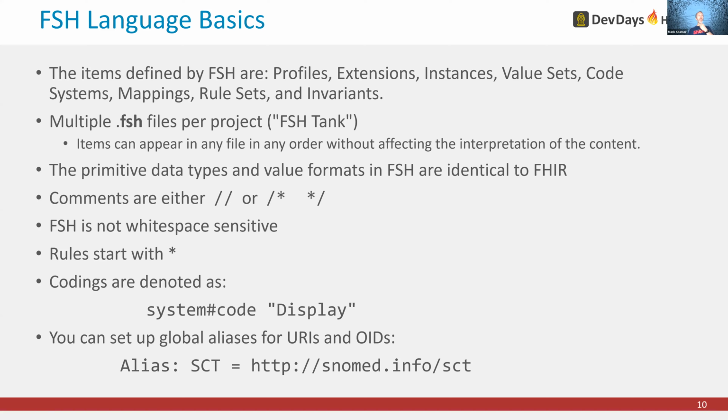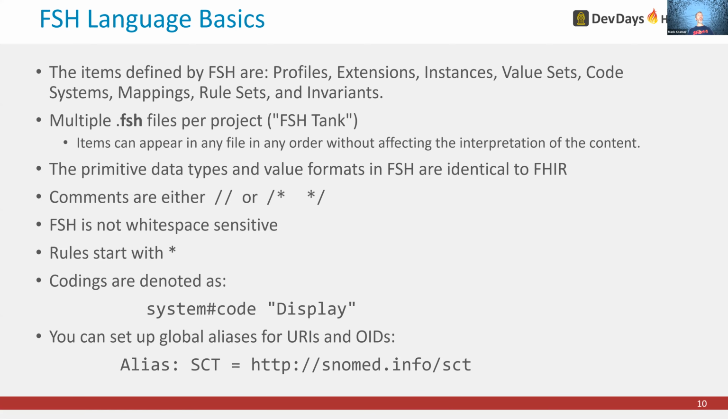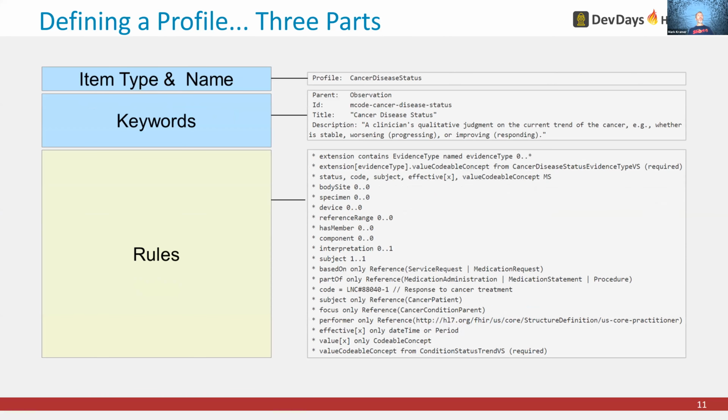So I'm gonna go over some of this stuff quite quickly because of time limitations, but you'll have a chance in the Let's Build to try them all out. So I'll jump right into how to define a profile. Basically, there's 3 different parts. There's a one-line declaration of the item type and the item name, followed by a short set of keywords, and then a set of rules. So I'm going to take these one at a time, starting with the item type and keywords.